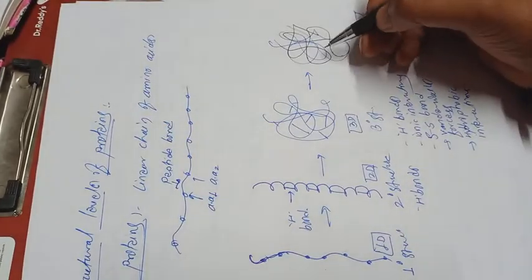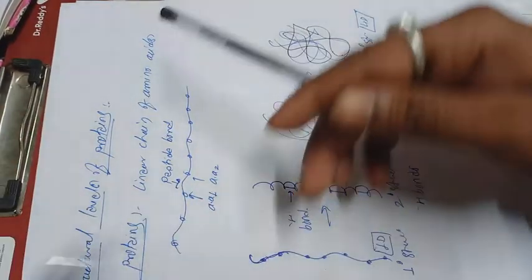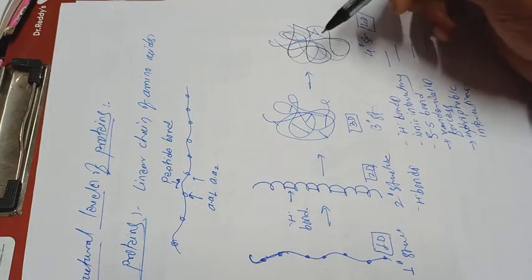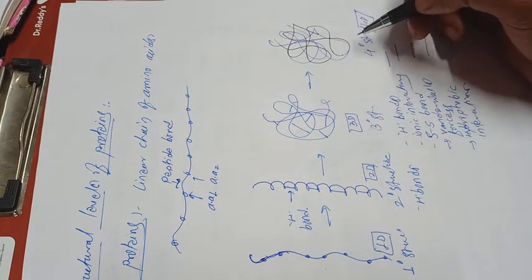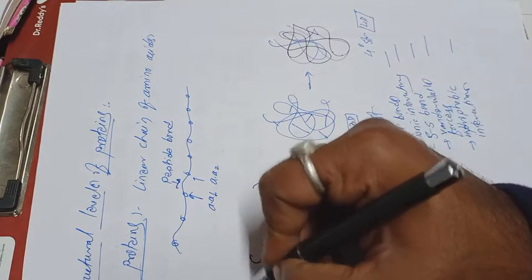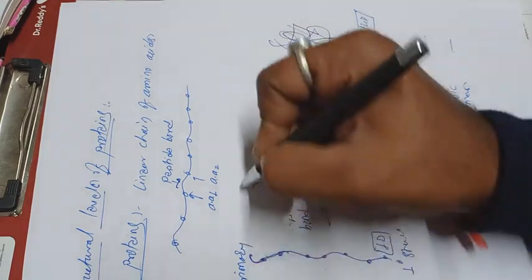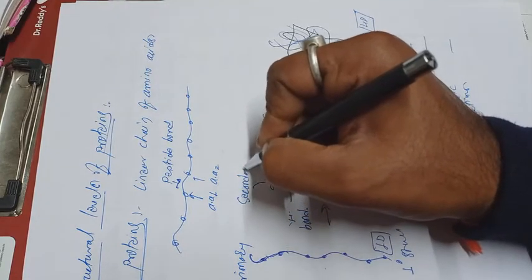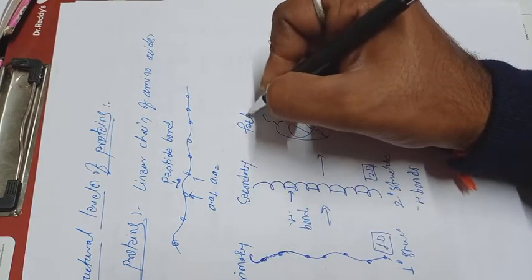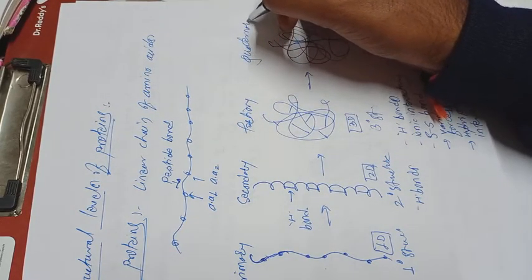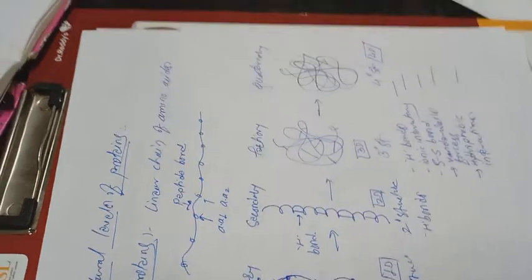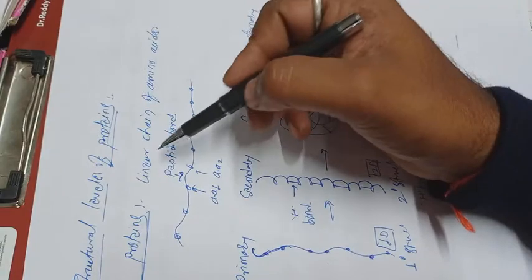It is also known as the quaternary structure or 4D structure. Two or more polypeptide chains are present in a single structure. So these are the structural levels of protein: primary, secondary, tertiary, and quaternary. Proteins are linear chains of amino acids.